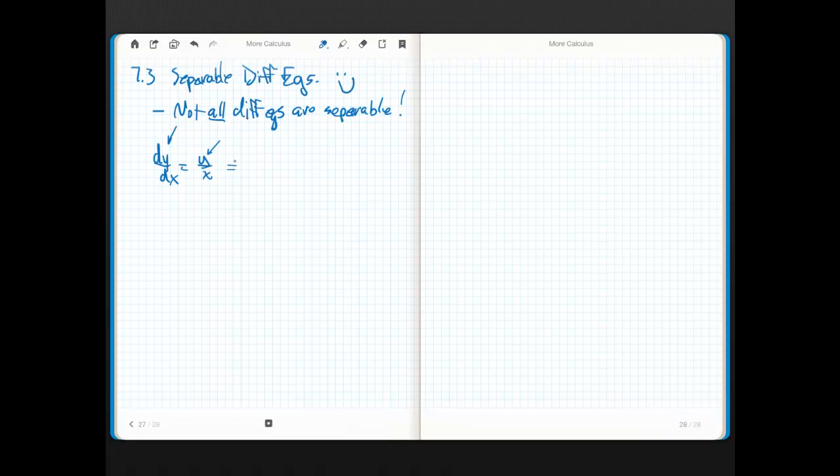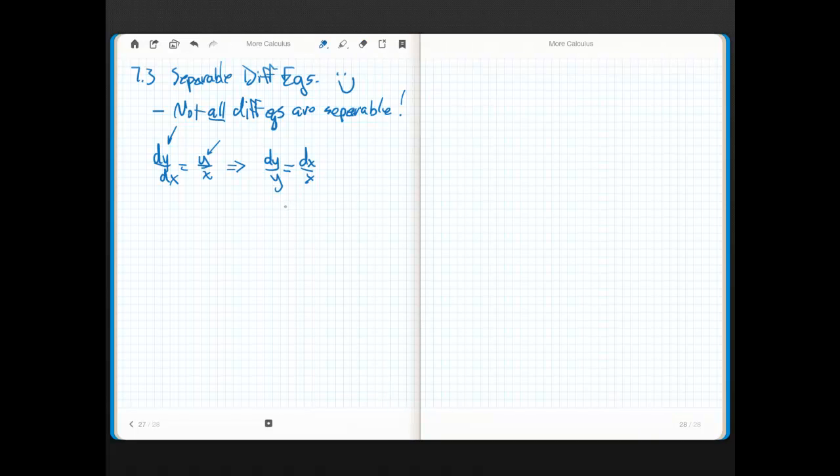Okay, now watch how this works. This is really simple. I'm just going to show you the mechanics of it first. What I'm going to do is separate the variables. So I'm going to put the x's with the dx and the y's with the dy's. And we'll get into this a little bit more closely in just a second, but watch. What I'm going to end up with is dy over y equals dx over x.